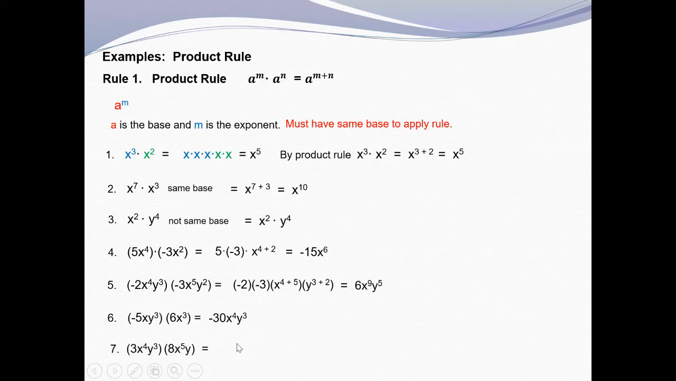This is the last one here. So 3 times 8 is 24, right? They both have an x to the 4th and x to the 5th. So we're going to add the x's, so it'll be x to the 9th. We have y cubed times y, so we're going to add the exponent of the y's. So it's going to be 4. So this is my result, 24 x to the 9th, y to the 4th.